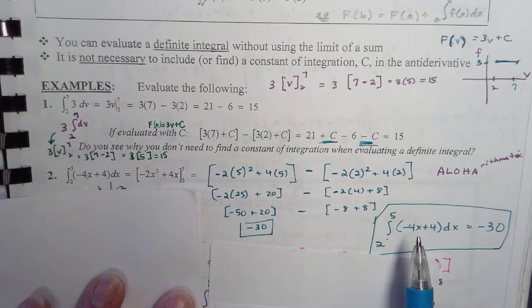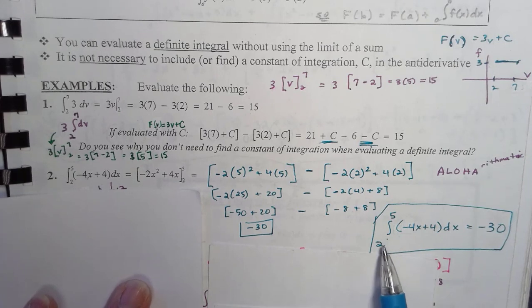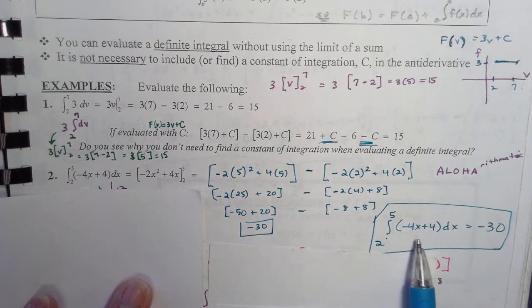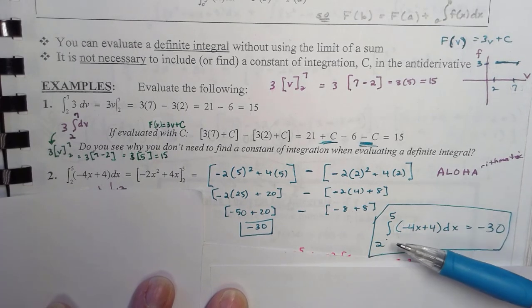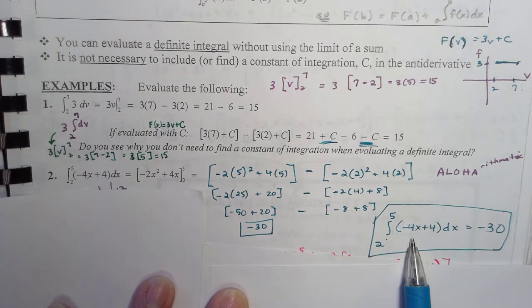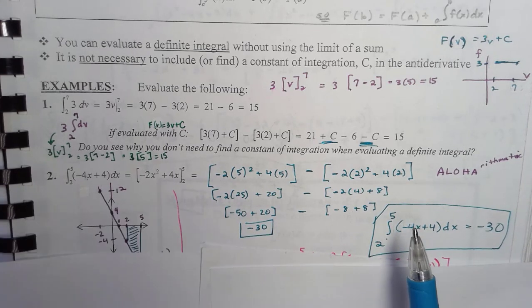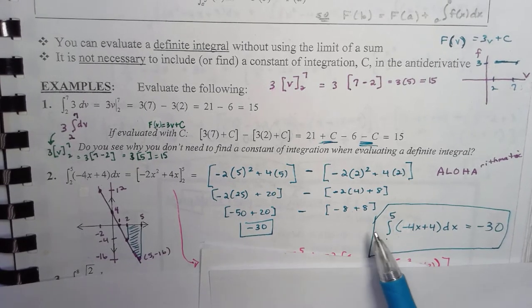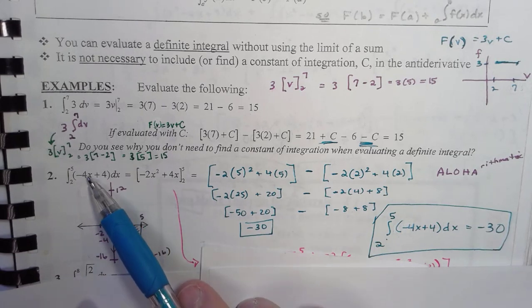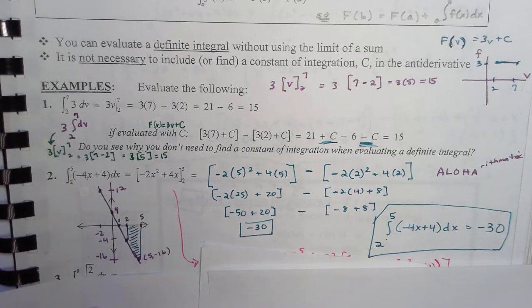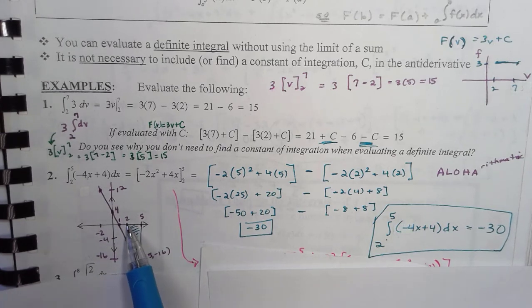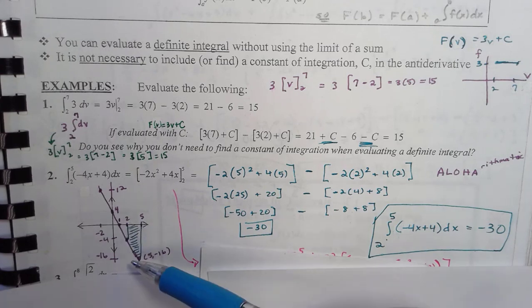So we would say that the integral from 2 to 5 of negative 4x plus 4 with respect to x is negative 30. What does that mean? On the interval from 2 to 5, my antiderivative function of this decreases 30. Let's look at what that graph looks like. Here is negative 4x plus 4, my derivative function. From my derivative function, I can tell what my antiderivative function is doing. And you can see on the interval from 2 to 5, I have a nice little trapezoid there.